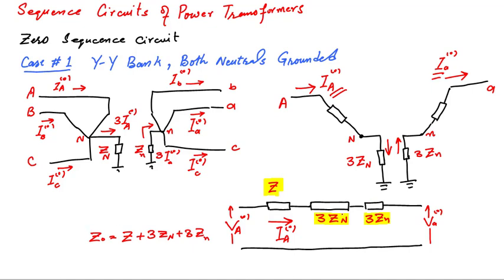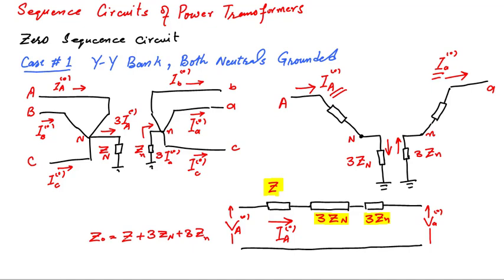If the transformer neutral is solidly grounded, in that condition 3Zn on the high and low side both will become 0, and the Z0 will become Z, the series impedance of the transformer, the leakage impedance of the transformer. In that condition, the positive sequence, negative sequence as well as zero sequence circuit will become similar to each other. So it means the transformer has the same sequence circuit in case of positive, negative and zero, if the transformer is YY with both the neutrals grounded through zero impedance. So that is the only condition when the three sequence circuits of the transformer will be the same.